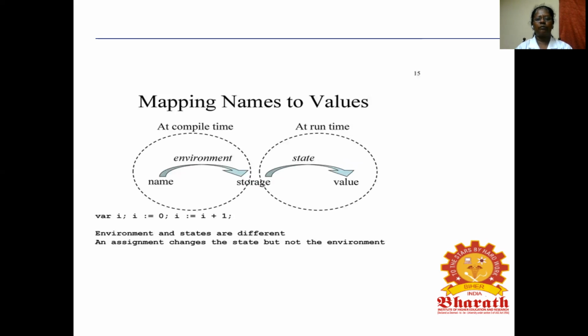So this is the mapping of names to values at compile time and at runtime. Whatever names we declare in a program will be stored at compile time. When it runs, at runtime, it will store the values, not only a single value but different values. It is the same example where we declare the variable I with starting value I equals 0, then I equals I plus 1. So the value will be changed during runtime.